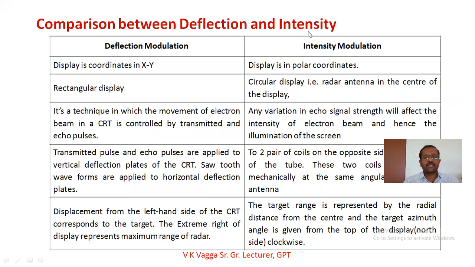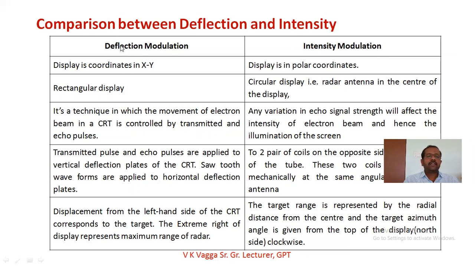If you take the comparison between deflection and intensity, in deflection it is going to display in xy coordinates, so it makes use of the horizontal and vertical deflection plates. For the horizontal you apply the sawtooth, and for the vertical you apply the transmitted and the echo signal. So it is represented in xy coordinates. But the intensity modulation consists of polar coordinates, so you apply only one signal, and it is applied to the polar controller.